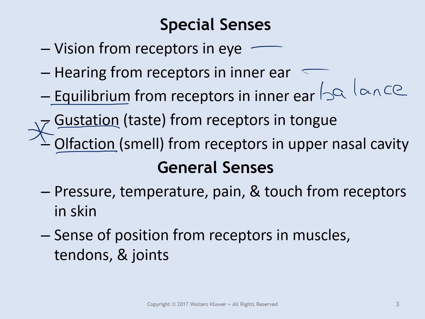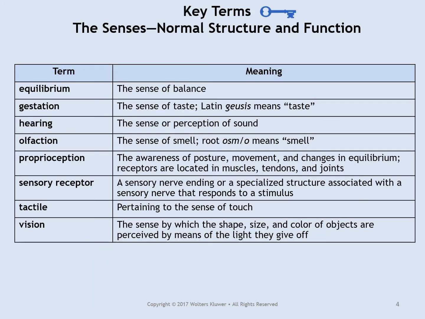And then you have your general senses. This is stuff like pressure and temperature and pain from your receptors in your skin. And then also this sense of position, kind of a mental map of where you are in space from all the receptors in your muscles and your tendons and your joints. We call this proprioception. And again, this is just how your body knows where you are. If you raise your right hand, this is how your body knows that your right hand is raised. Some key terms here that refer to our senses, just our senses in general.